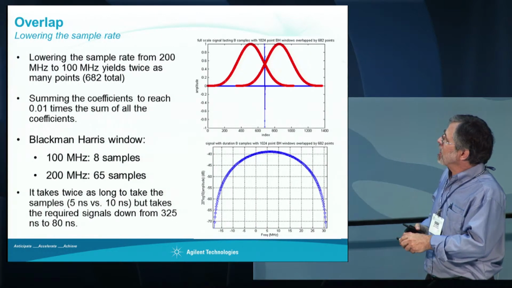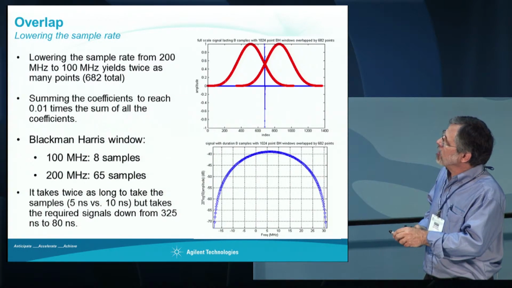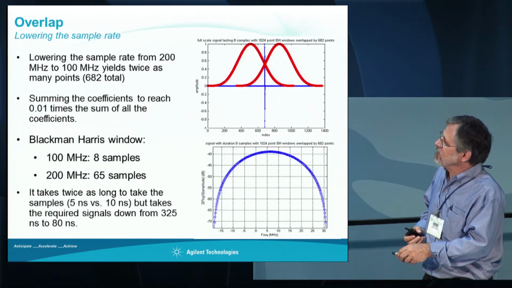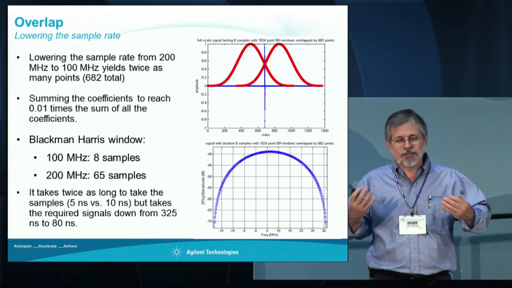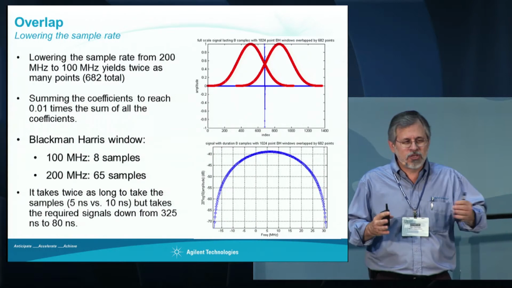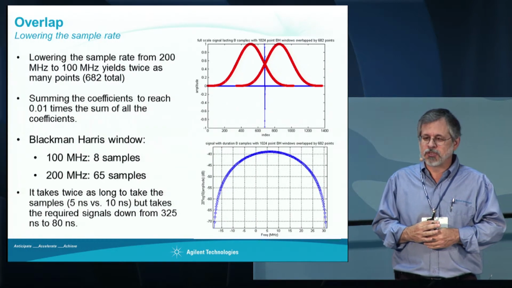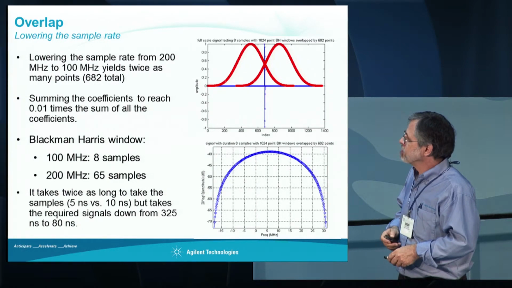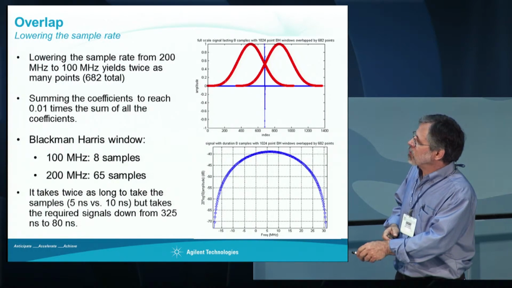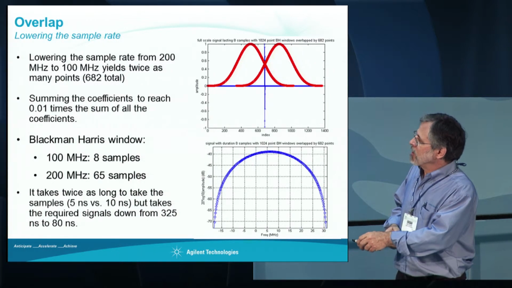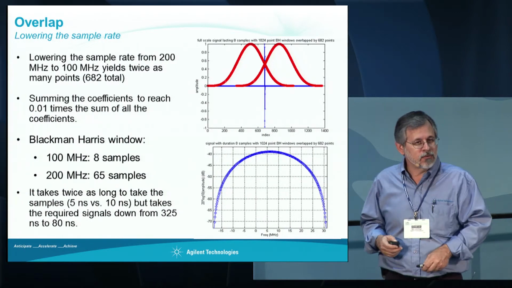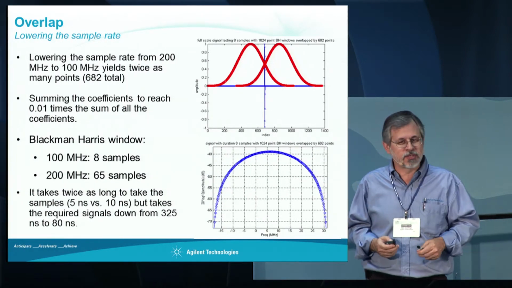So in this case, for example, going from 200 megahertz to 100 megahertz, for the Blackman-Harris window, we needed 65 samples before. Now we can use only 8 samples and detect this signal at the same level above the noise. So these are not all linear relationships, but you can find the ones that are most favorable to you. In this case, it takes twice as long to get the samples, but they're 8 times better in terms of detecting the signal. 8 times shorter signal, we can detect it with the same probability.